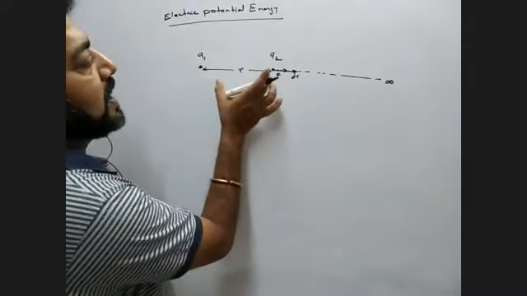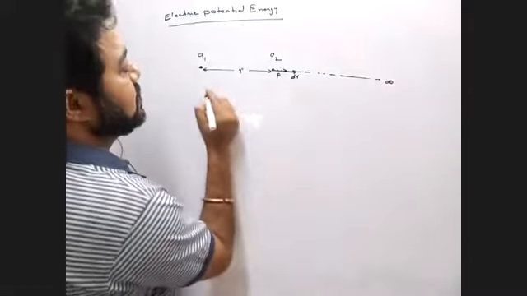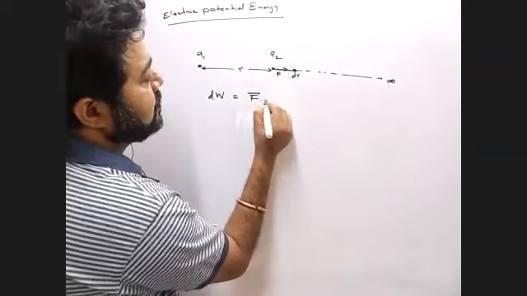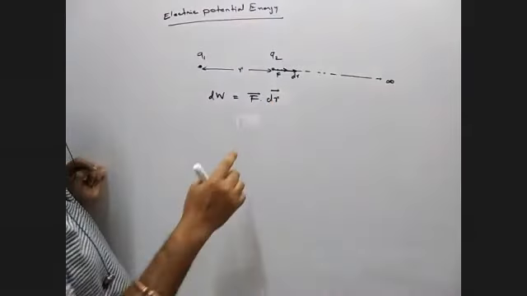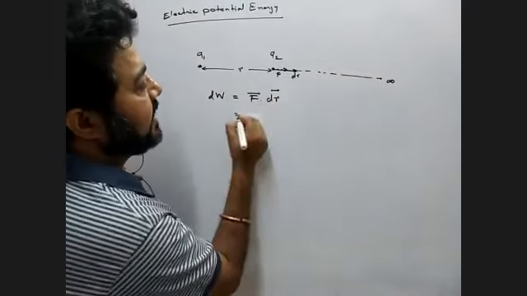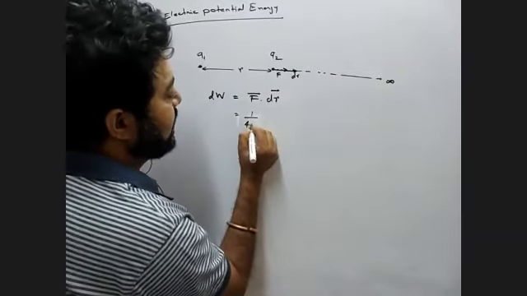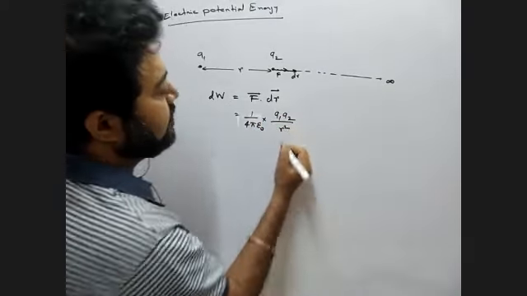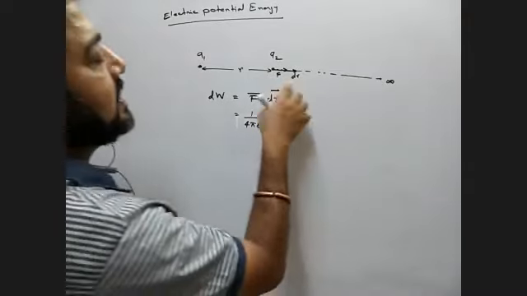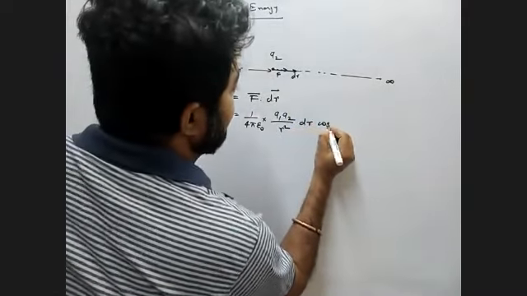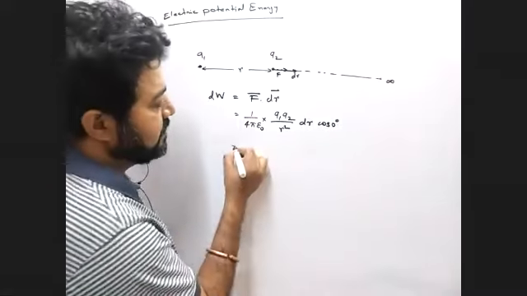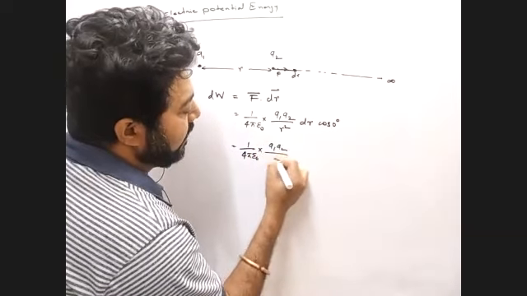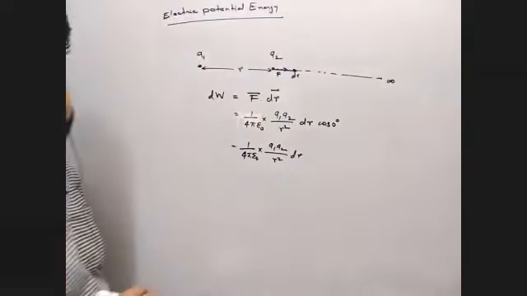So suppose work is done to move the particle from here to here. The work done dW is F dot dr. The force and displacement have an angle of 0 degrees between them. So F is 1 by 4 pi epsilon naught Q1 Q2 by r square, and F and dr make an angle of 0 degrees, cos 0 degrees. So dW is 1 by 4 pi epsilon naught Q1 Q2 by r square dr. That is your work done.